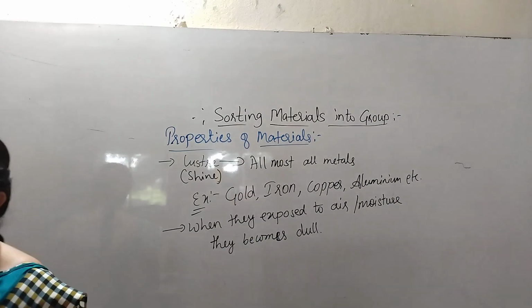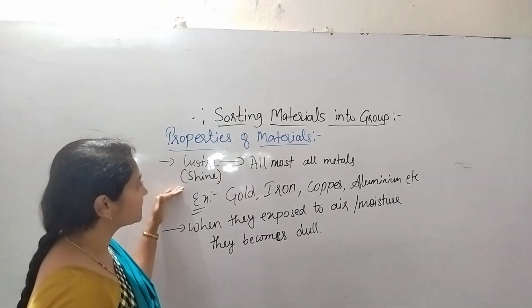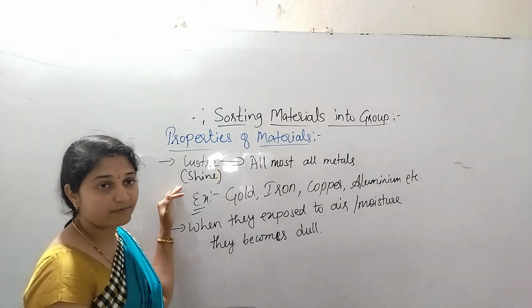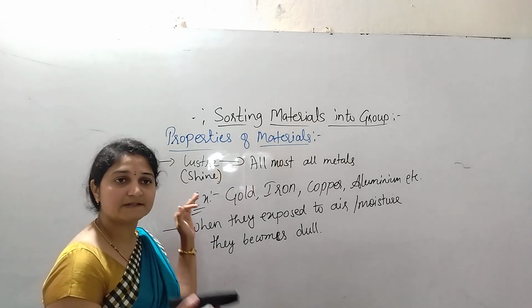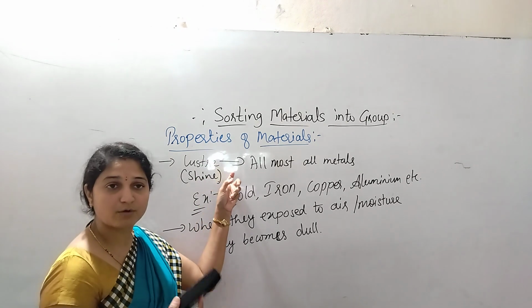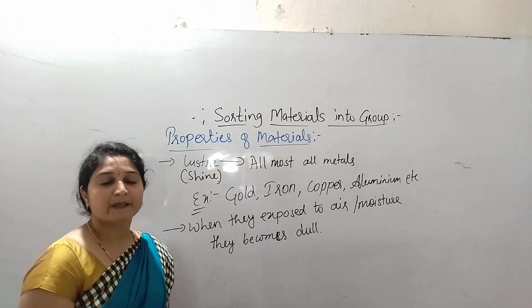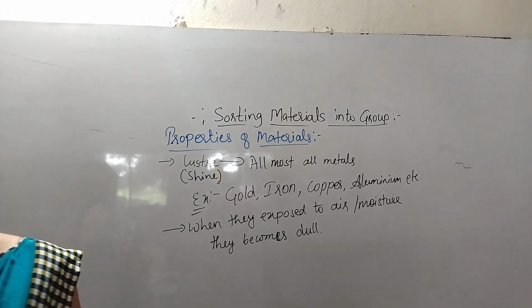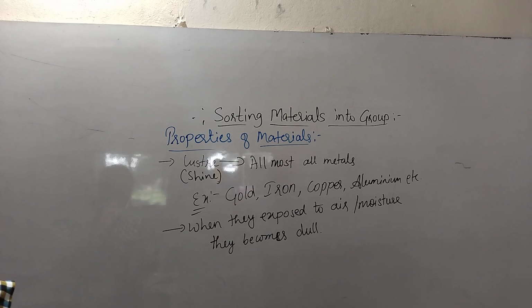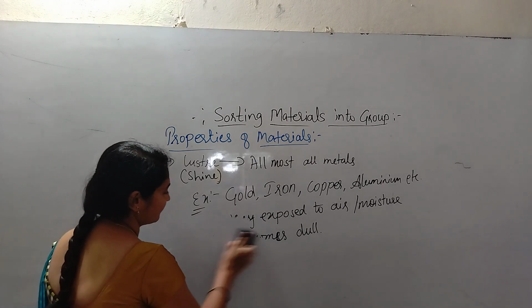Okay. So this is about appearance. Which property is it? The property is appearance. Appearance means how it shows, how it looks, the physical appearance, how they are looking. So luster is one of the properties of materials. Almost all metals have the property of luster. The next property is hardness or softness.